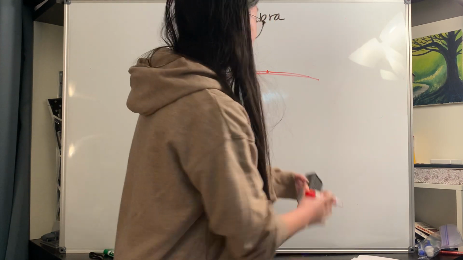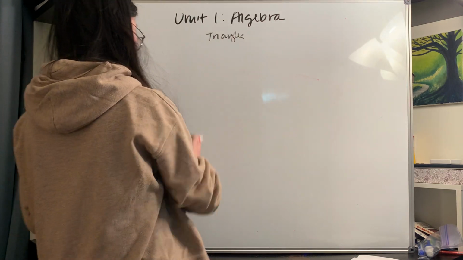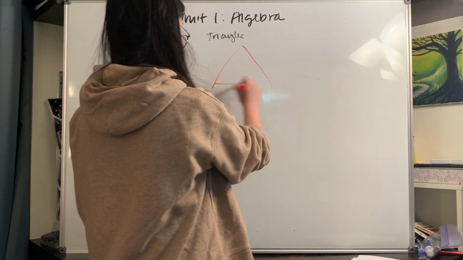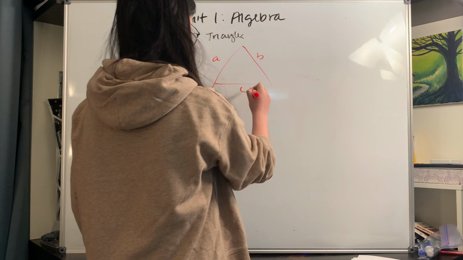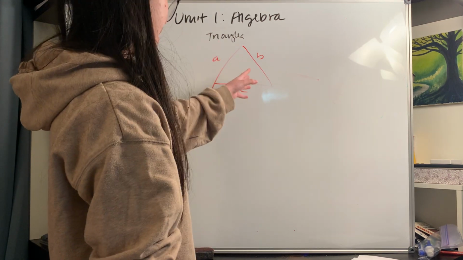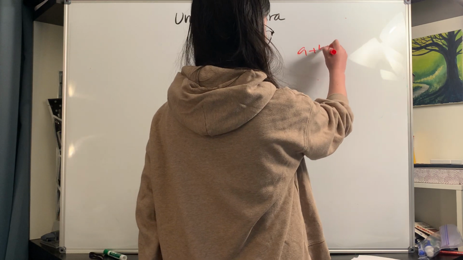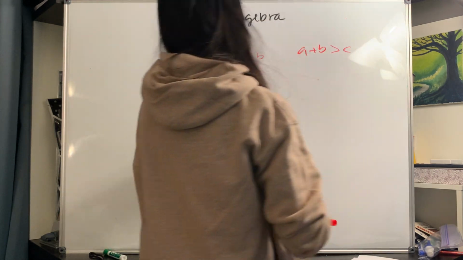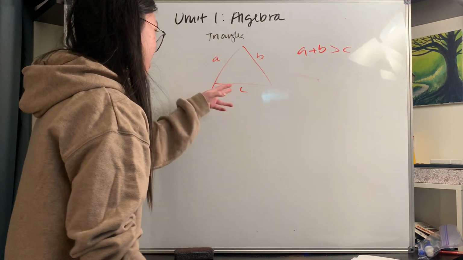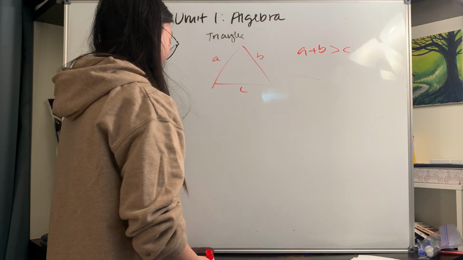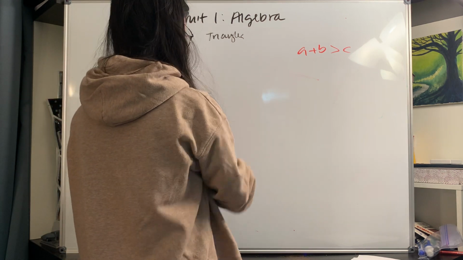My point being, in a triangle, you have 3 sides. We'll call these A, B, and C. And the sum of A and B has to exceed C. So A plus B must be greater than C. And the reason for that is that if C was greater than A plus B, you would have a triangle that looks like this.